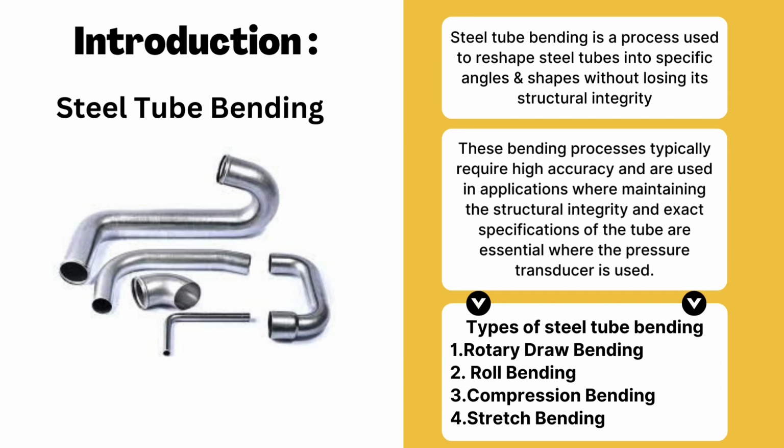Steel tube bending is a process used to reshape steel tubes into specific angles and shapes without losing its structural integrity. This bending process typically requires high accuracy and is used in applications where maintaining the structural integrity and exact specification of the tube are essential, where the pressure transducer is used. Types of steel tube bending are rotary draw bending, roll bending, compression bending, and stretch bending.